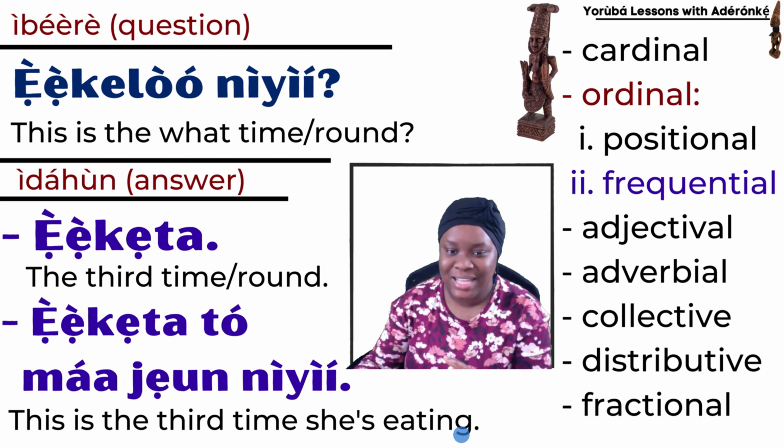This is the third time she's eating. This is our third round of food. Eketa to ma jẹun nìyí. Ordinal, but in the frequential form. Frequency. What time? What round?